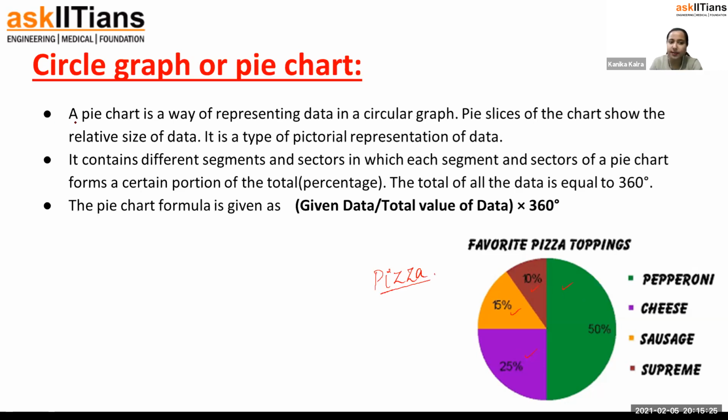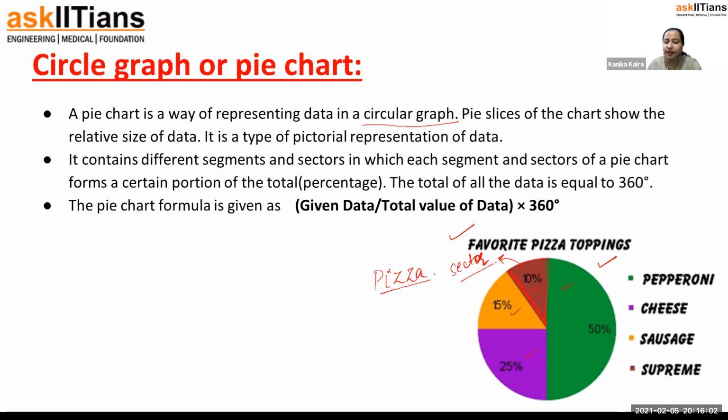So let's understand the statements. A pie chart is a way of representing data in a circular graph. This is a circular graph. Pie slices of the chart show the relative size of the data. It is a type of pictorial representation of data. Again, as I told you, graphs are pictorial representations of the data. So this is one type of graph which represents the data in the form of a picture. Each pie slice or each sector, this is known as a sector.